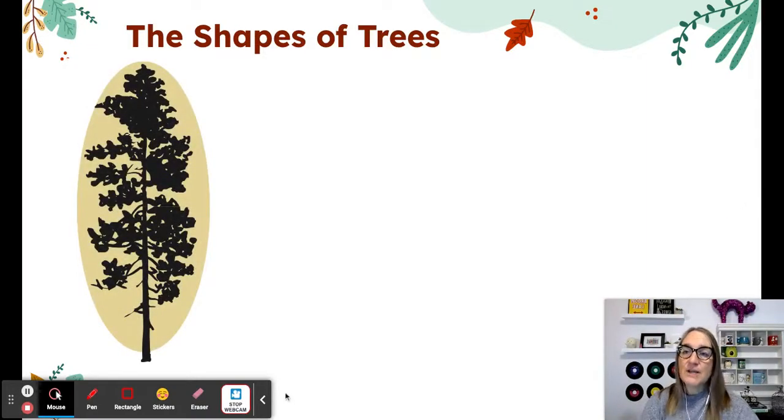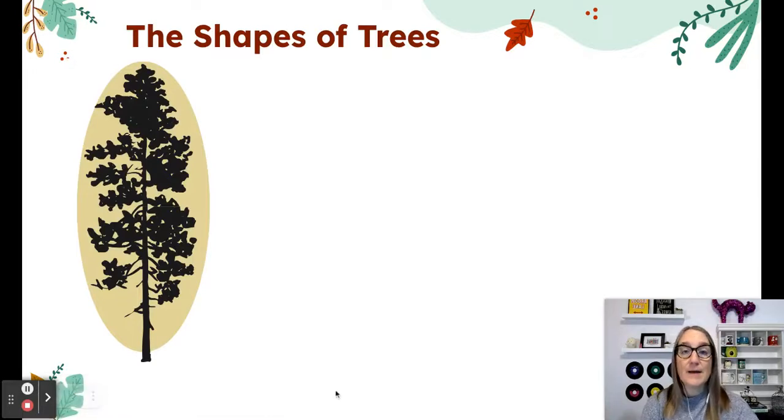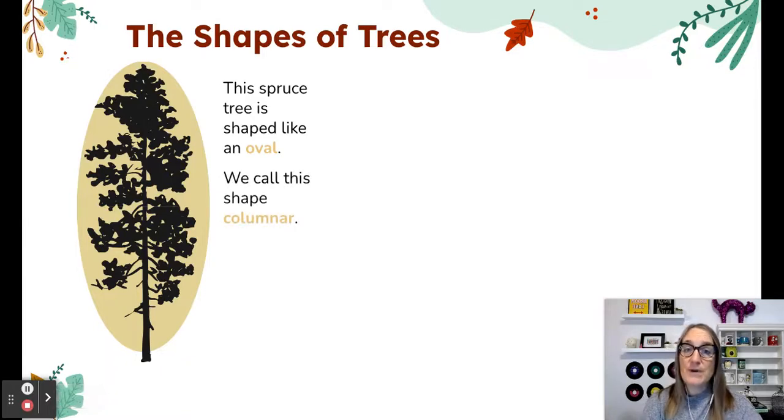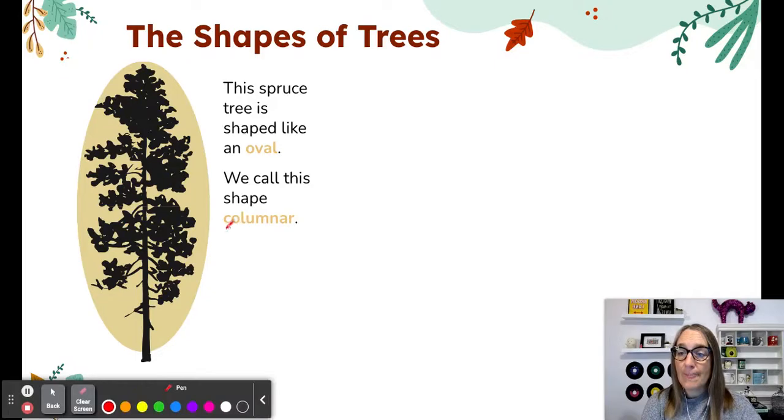Let's see what the shapes of different trees can tell us about the trees. So this is a silhouette of a spruce tree, and it's shaped very much like an oval. We call this shape columnar. And you can see the word column right in that word columnar. So columnar means like a column, and a column is something that is long and thin and vertical.